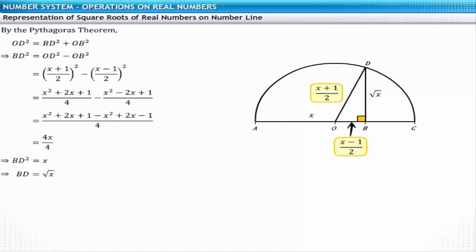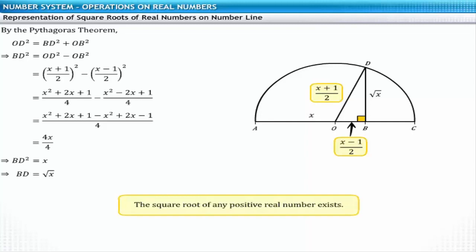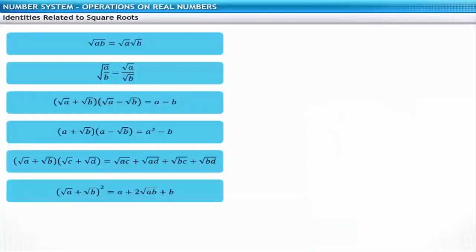Thus, BD is equal to the square root of x. Therefore, we can conclude that the square root of any positive real number exists. Identities related to the square roots are useful to simplify numeric and algebraic expressions. Here A, B, C and D are positive real numbers.